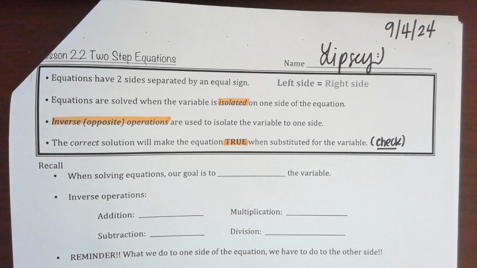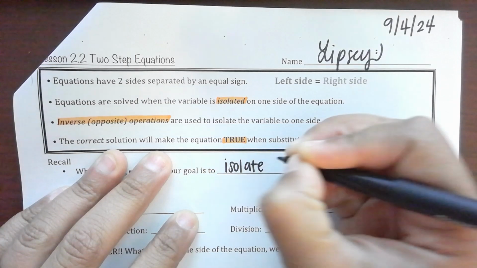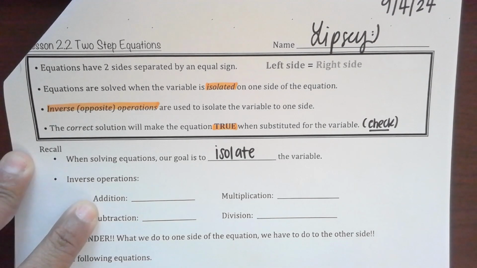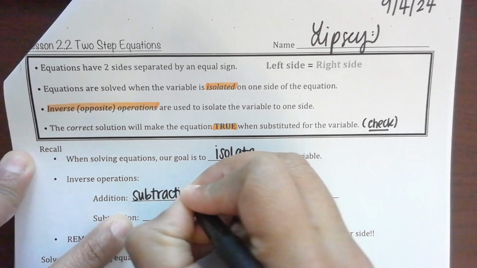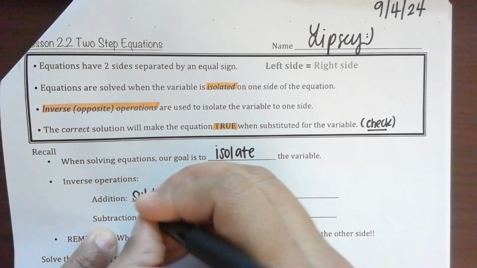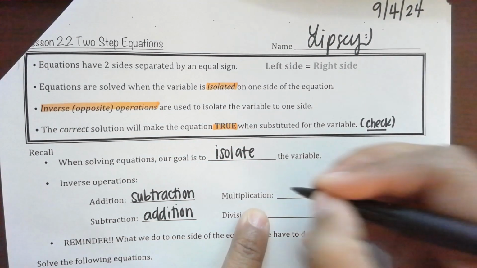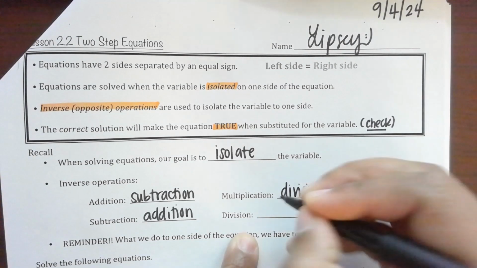Looking at this, it says, when solving equations, our goal is to isolate the variable. If you weren't here yesterday, this is a recall section, so it's going to recall what we did yesterday, that way you're not lost. Inverse operations: what's the inverse operation to addition? Subtraction. And for subtraction? Addition. For multiplication, it's division. And for division, it's multiplication.